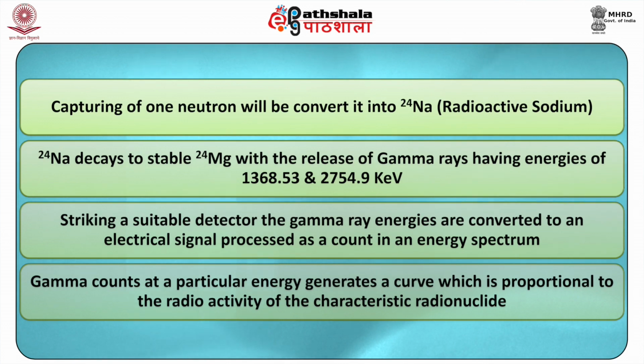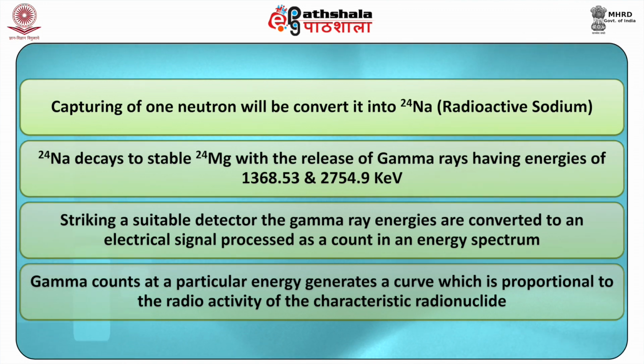Natural sodium, that is, 23Na, is taken as the target. Capturing one neutron will convert it into 24Na radioactive sodium. The usual procedure involves placing the sample to be analyzed plus a number of suitable standards into the neutron field produced by a nuclear reactor. The sample is then analyzed using an appropriate gamma ray detector system.